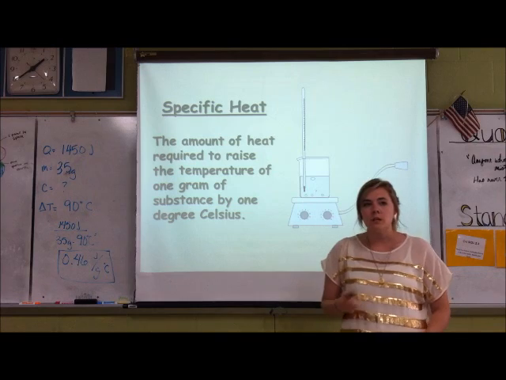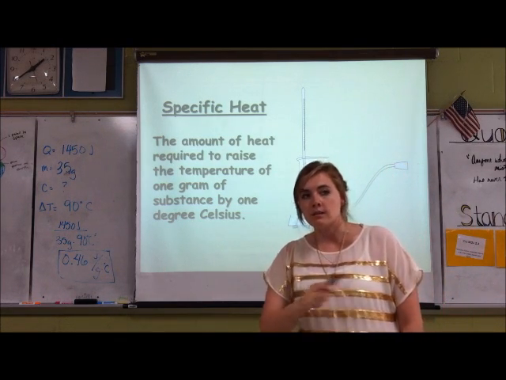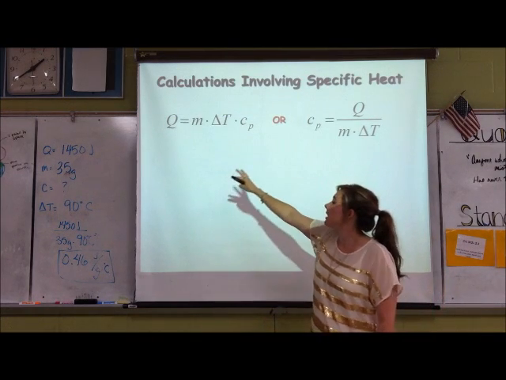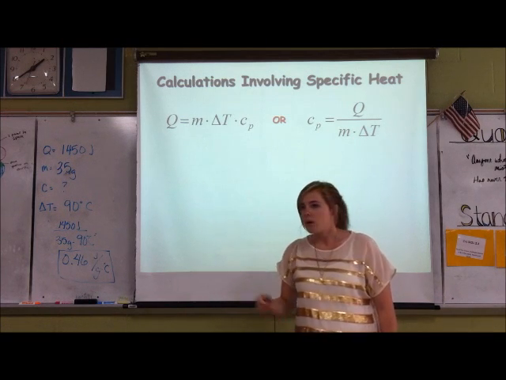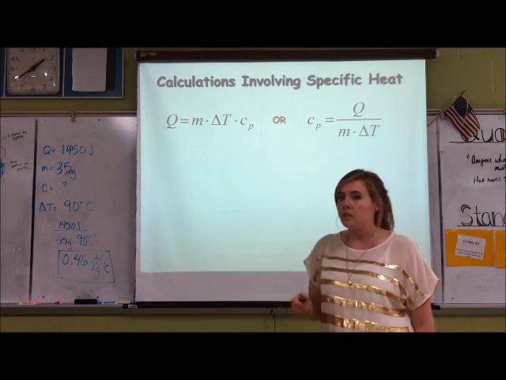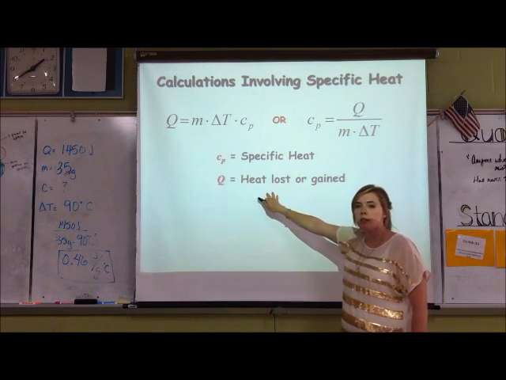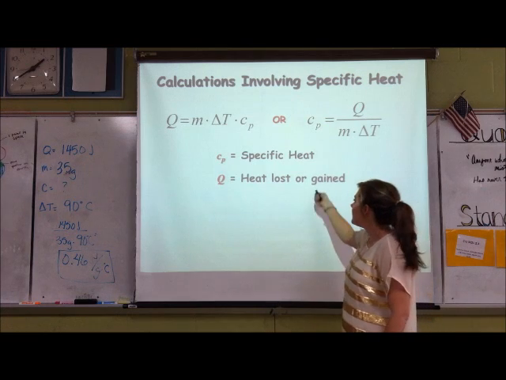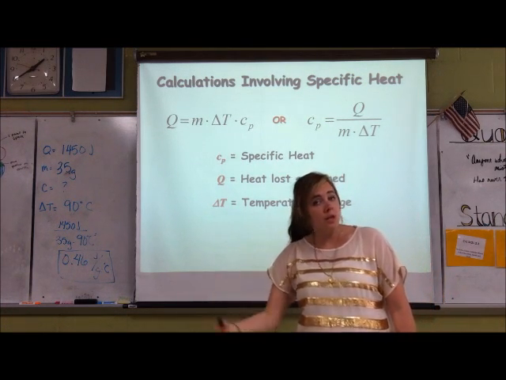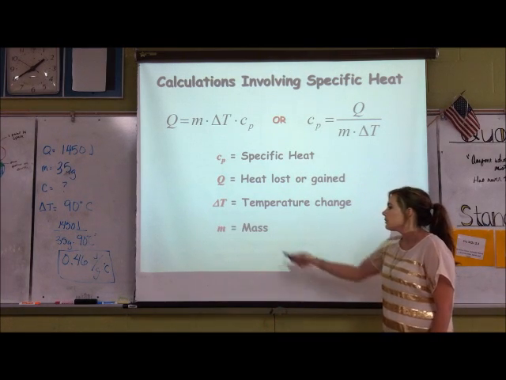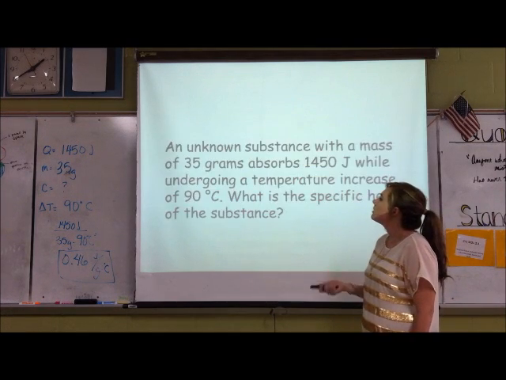Specific heat is the amount of heat required to raise the temperature of 1 gram of a substance by 1 degree Celsius. And of course, our calculations, Q equals m delta T C, for determining specific heat or heat energy. C being specific heat, Q being your heat loss or gain in joules. Delta T, the delta meaning change in, T meaning temperature, and of course m, mass measured in grams. Those are our practice problems.